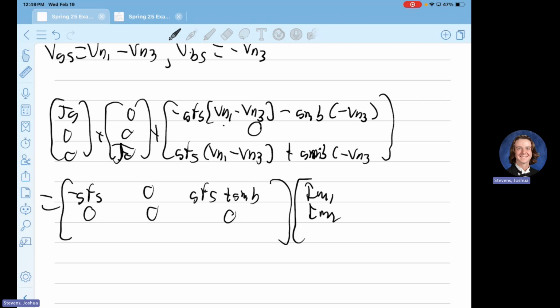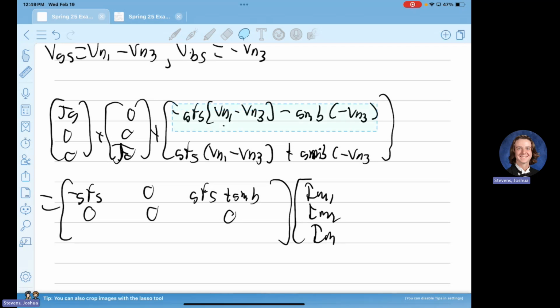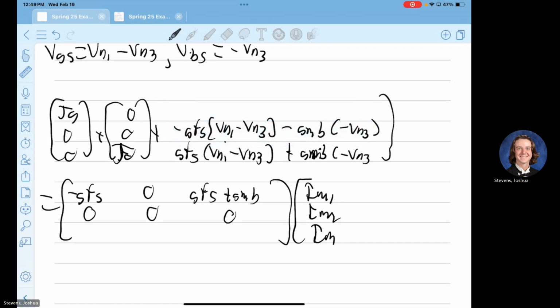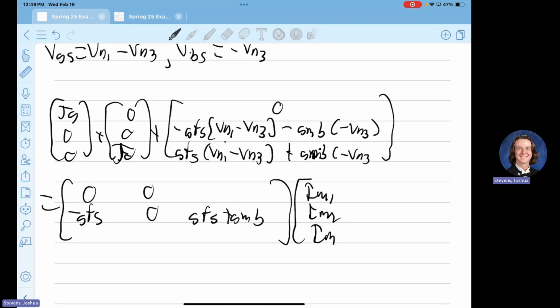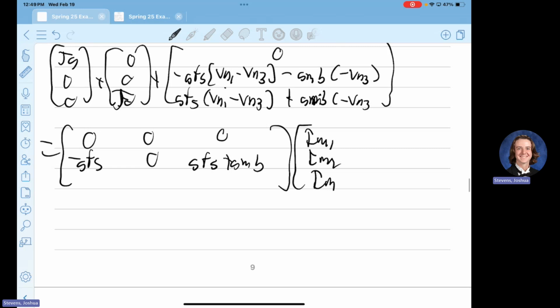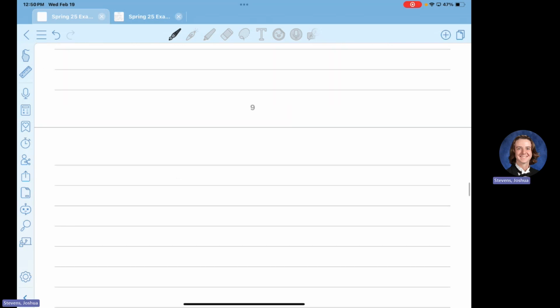IM1, IM2, and there's nothing going on. I'm tripping. This is supposed to be 0. That is supposed to be there. There we go. That means that is negative GFS, and this is positive GFS, and that's positive GMB. 0, 0, and it's literally just the direct opposite. GFS, negative GFS, that's 0 minus GMB. Does everybody agree?